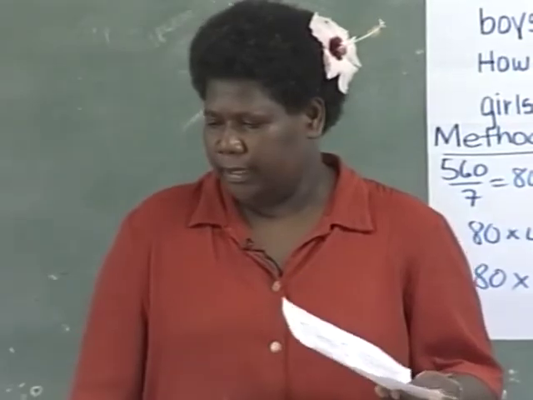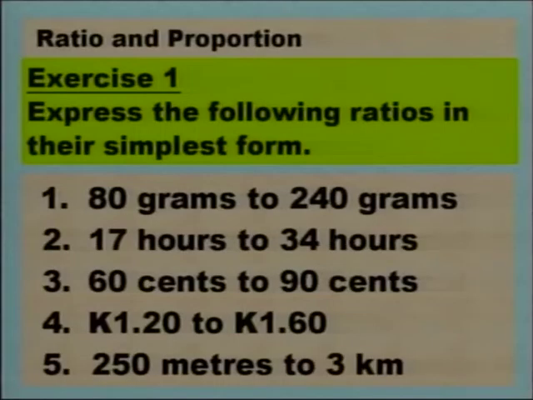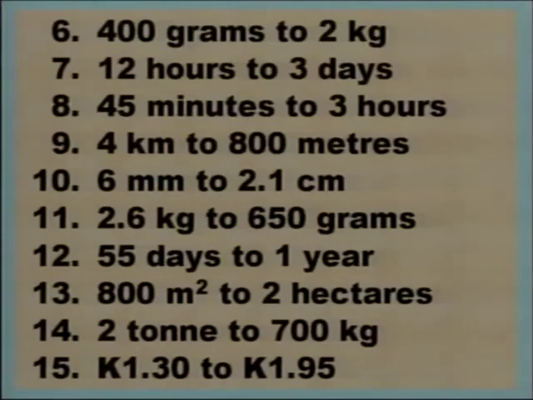Esther, number 2. 1:2. 1 is to 2 is correct. Number 3, Natasha. 2:3. 2 is to 3, correct. 4. 3:4. 3 is to 4. Megan, 5. 1:12. 1 is to 12. Kiapin. 1:5. 1 is to 5. Which one is that? Number 6. Okay, correct.